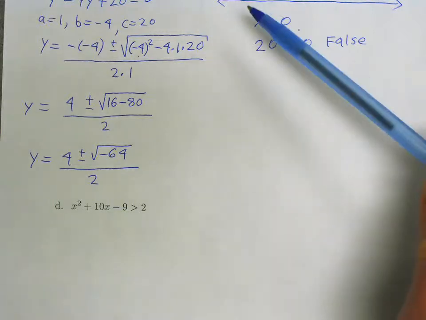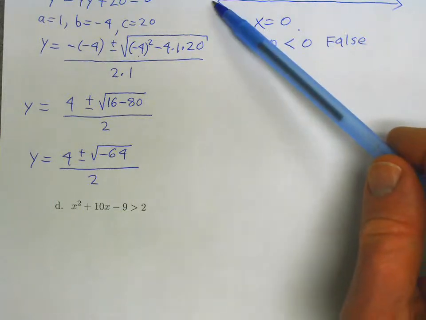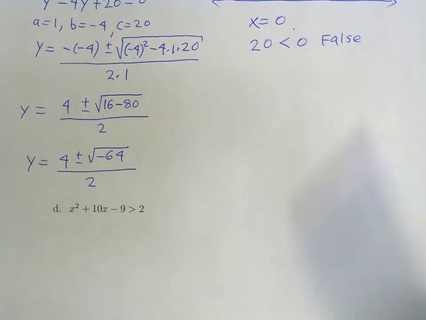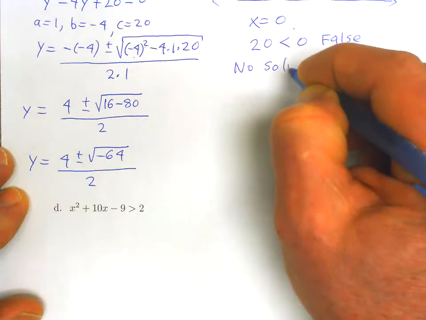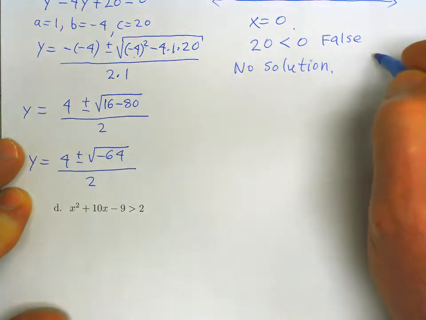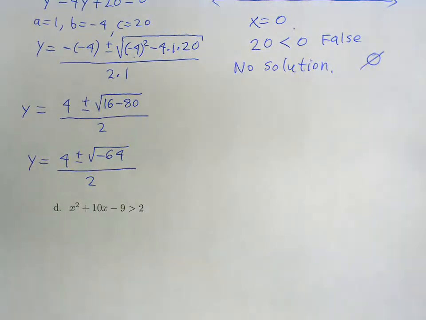So that means no solution, because we tested the interval. There's only one interval to test, and we got a false inequality. So that means no solution. In the Newton software, you would use the empty set notation.